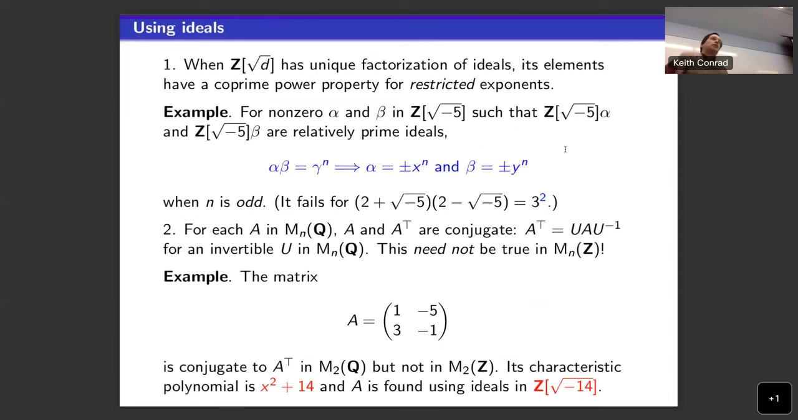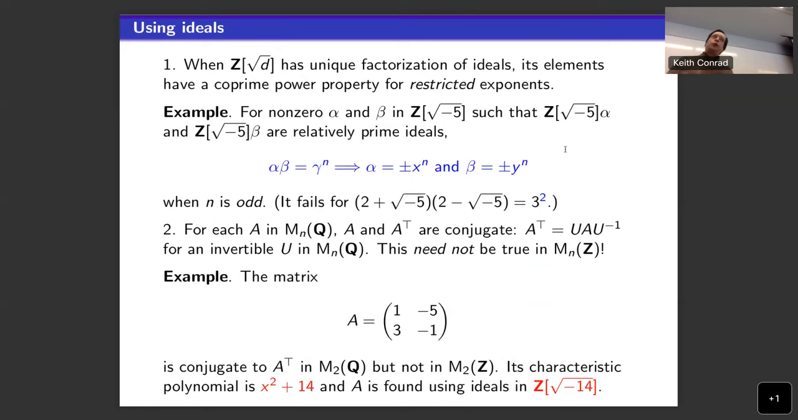The first one is, if we go back to the coprime power property, that we had seen sometimes doesn't work, but actually you can save it in many cases by using ideal factorization. Namely, in Z[√-5], if you have two non-zero elements, alpha and beta, and the ideals they generate are relatively prime as ideals, then we have the coprime power property for elements: if their product is an nth power, then the two elements themselves, even though Z[√-5] doesn't have unique factorization, by using ideals you can show the individual factors alpha and beta must themselves be nth powers up to sign, as long as the exponent n is odd.